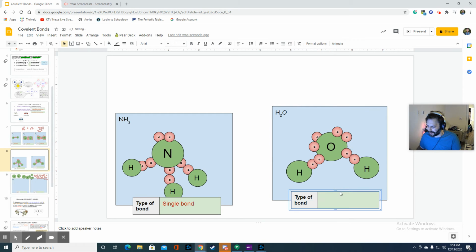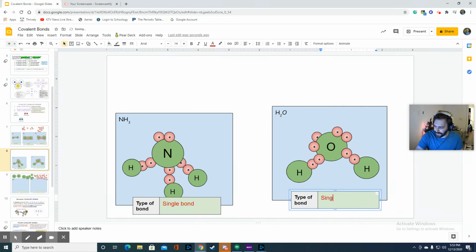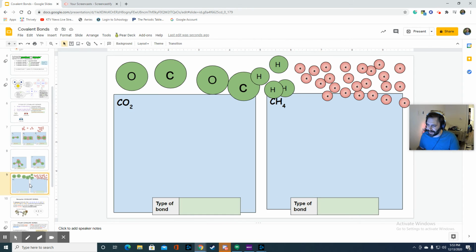So what type of bond do we make? There's only one pair of electrons being shared between these two atoms, and then one pair of electrons being shared between these two atoms. So that's again a single bond. If it was more than one pair being shared between the same atoms, then it would be a double bond or a triple bond, and we'll see that right here with carbon dioxide.